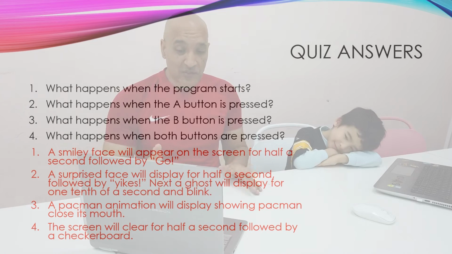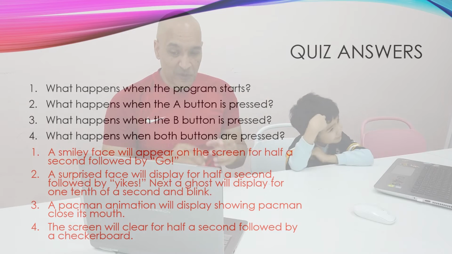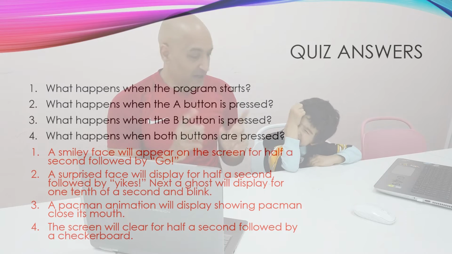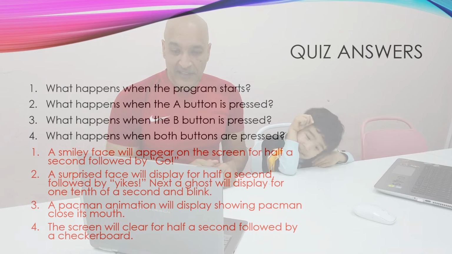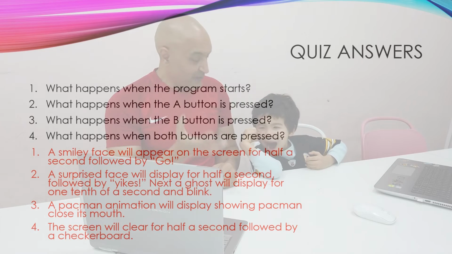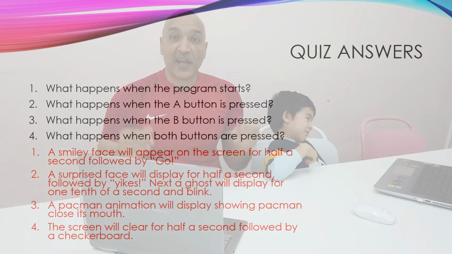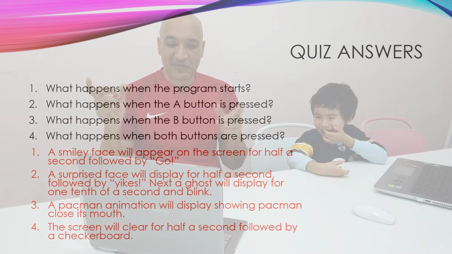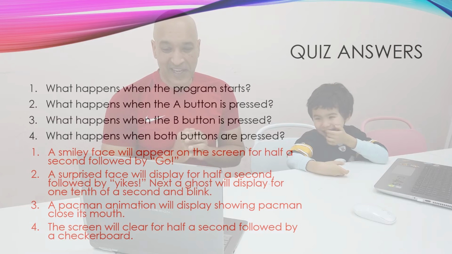All right. So let's start with the answers to our quiz from last time. When the program starts, a smiley face will appear on the screen for half a second, followed by go. And then when you press the A button, a surprised face will display for half a second, followed by yikes. And then a ghost will display for 1/10 of a second and blink.